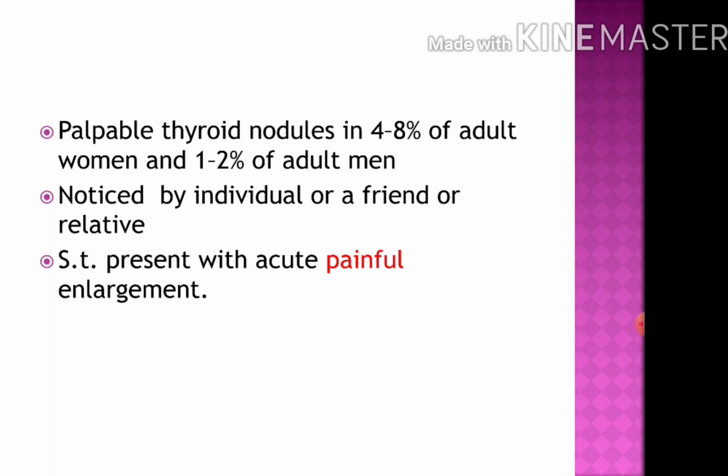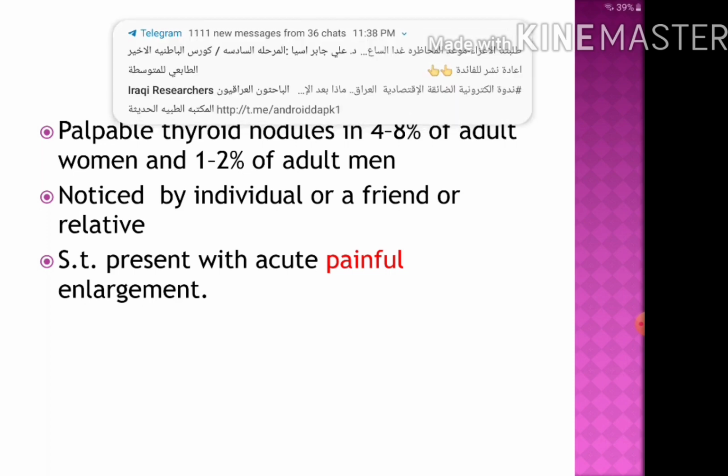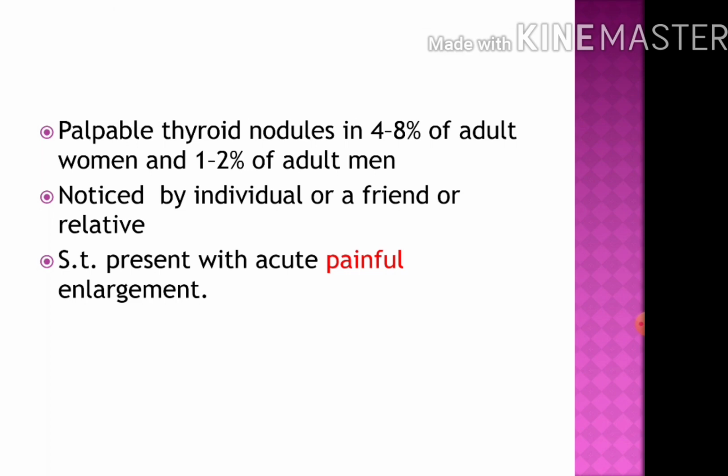So from this introduction, we can differentiate whether the thyroid nodule is palpable, which is seen in 4 to 8% of adult women, and the other percentage, which is 92 to 96%, is impalpable. Okay, and 1 to 2% only are palpable in men. This is in women and this is in men.